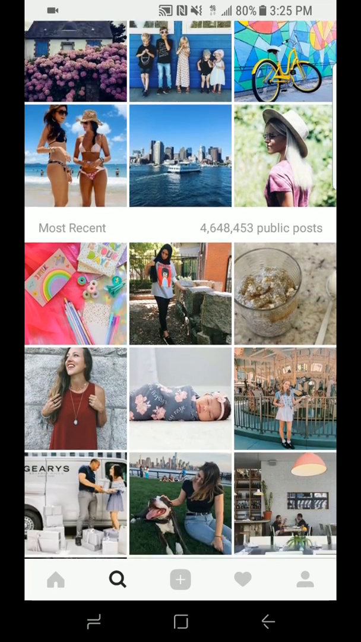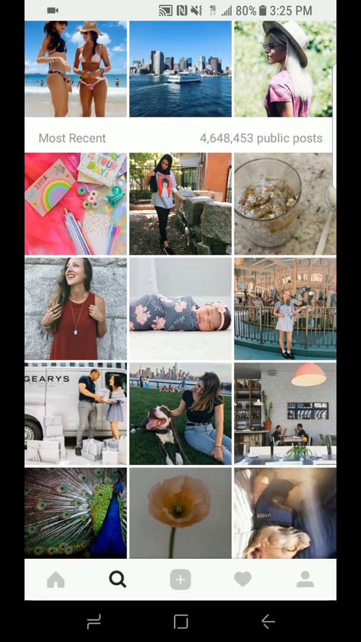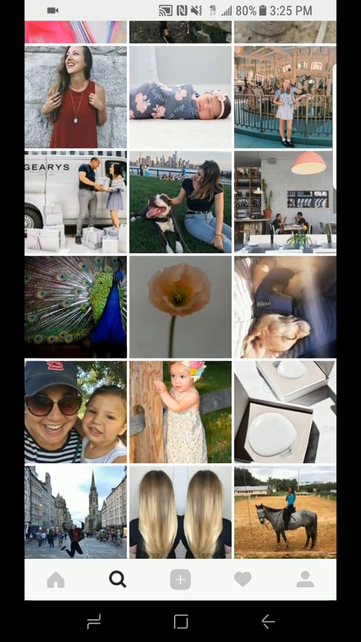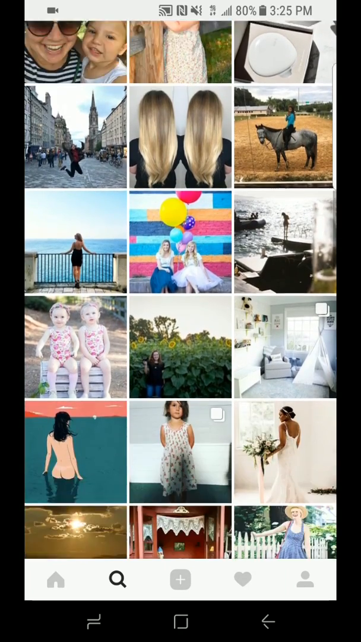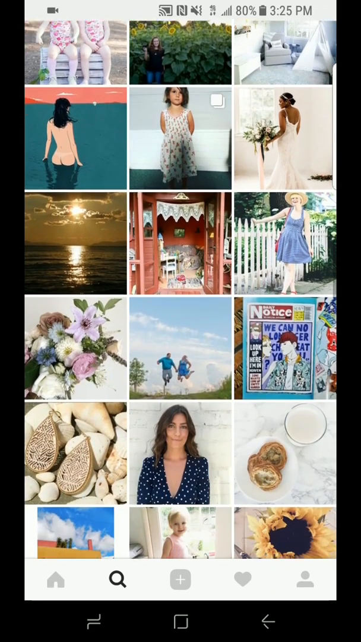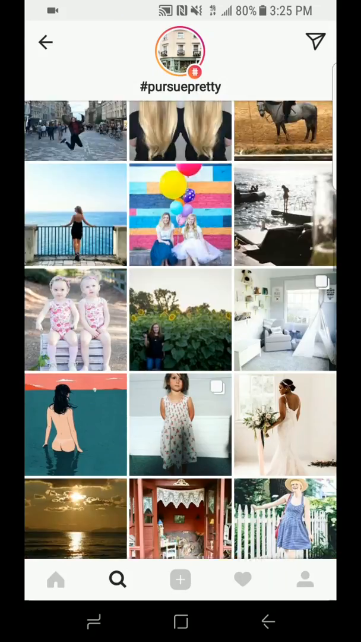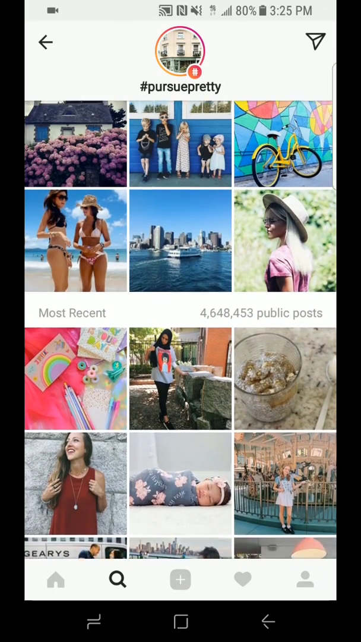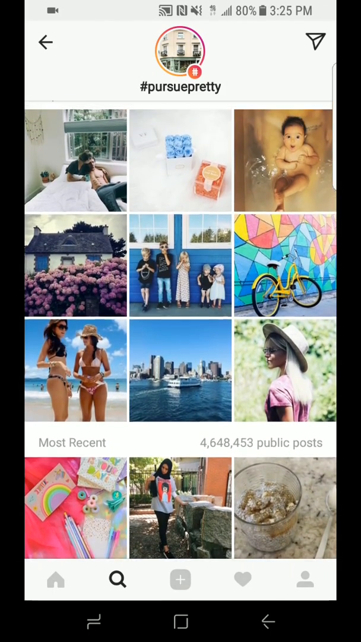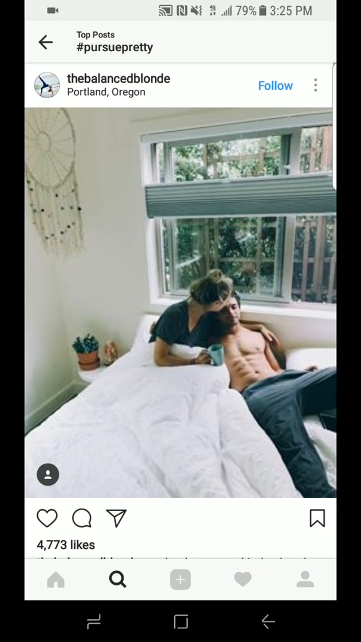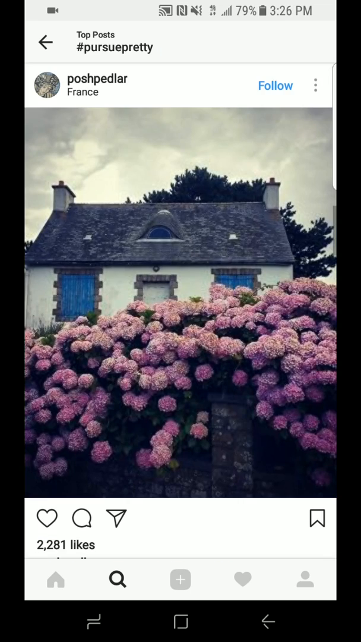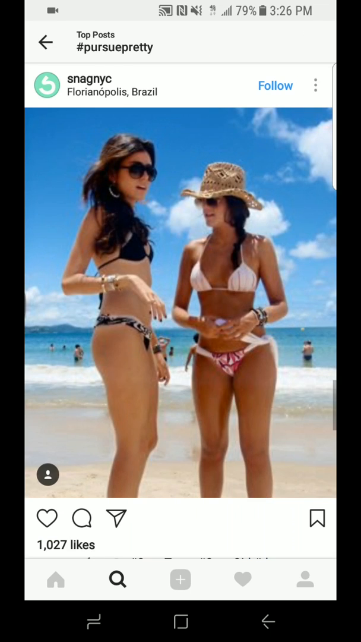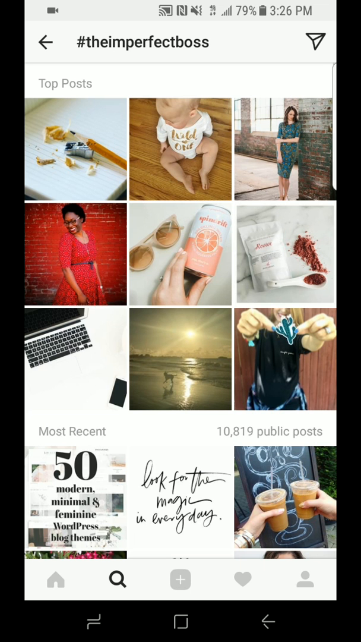So let's look at Pursue Pretty. Again, it's a little bit more generic, so we get a lot of beautiful imagery scattered across different industries and different interests. The reason I suggest using hashtags that have fewer public posts is because what I like to do in this research is look at top posts and see how many likes top posts get. So this one almost 2,500, 2,200, 1,000.